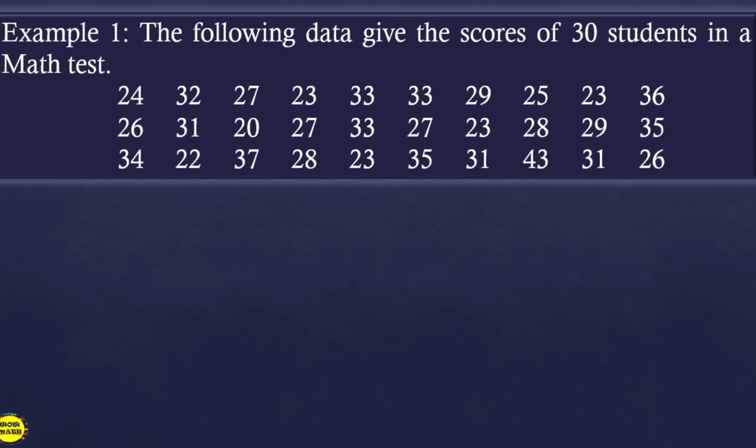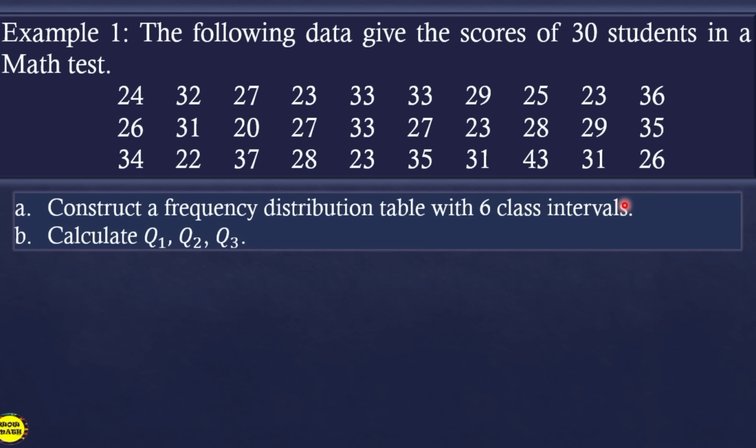For example, the following data give the scores of 30 students in math test: 24, 26, 34, 32, 31, 22, 27, 30, 37, 23, 27, 28, 33, 33, 23, 33, 27, 35, 29, 23, 31, 25, 28, 43, 23, 29, 31, 36, 35, 26. Una natin gagawin, okay?